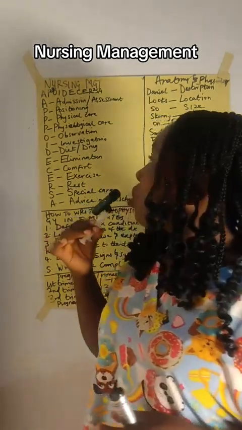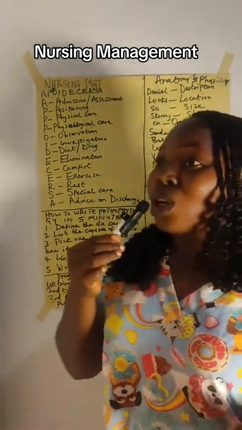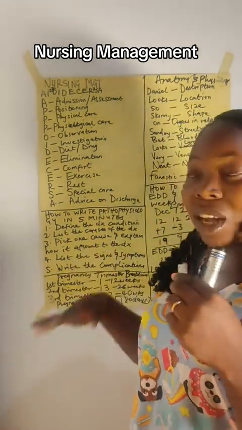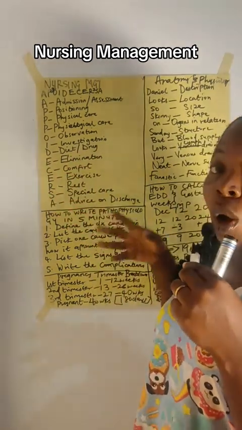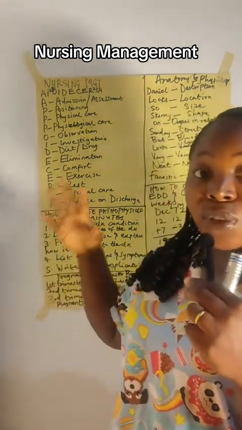P stands for physical care. In this physical care, this is where you are going to take care of the patient physically, the oral care, bed bathing and everything. This physical care is kind of similar to comfort. So you are going to take care of the patient physically.